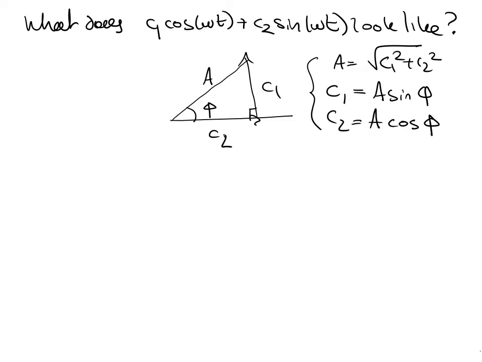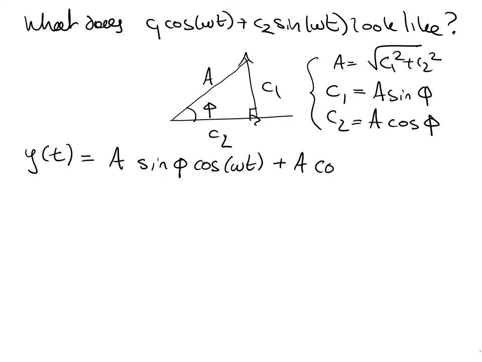And now I can plug these back into my original expression, and with these substitutions I get that y of t is A sine phi cosine omega t plus A cosine phi sine omega t. And now you might remember your high school trigonometry: this is the formula for the sine of a sum. So this is A sine of omega t plus phi.